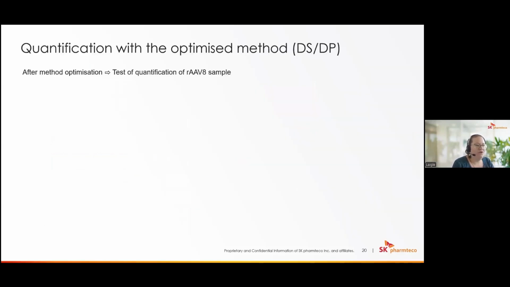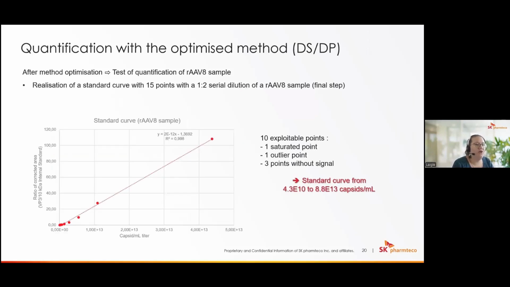Now that we managed to set up an optimized method for studying DP and DS rAAV products of different serotypes, we wanted to see if it was possible to quantify the capsid titer of such samples with this method. To achieve this, we performed serial dilutions of a known rAAV8 sample to obtain a regression line indicating the ratio of VP3 area to internal standard area as a function of the capsid titer in capsids per mL. This standard curve was plotted using 10 points, ranging from around 4x10^10 to 9x10^13 capsids per mL.